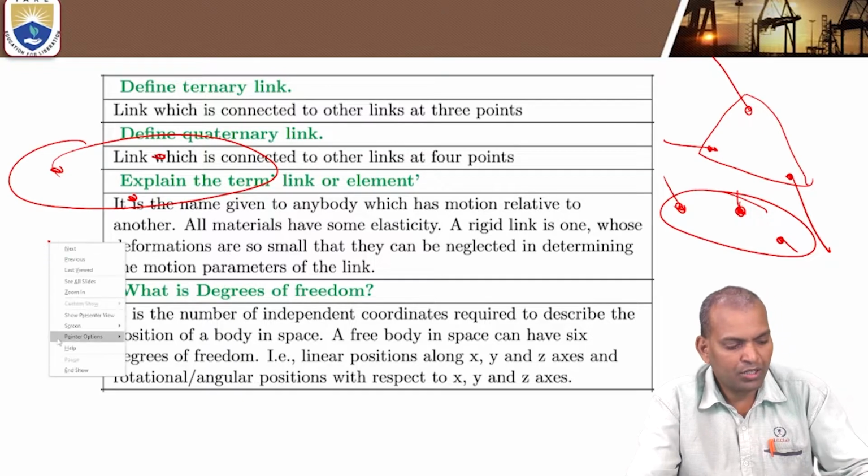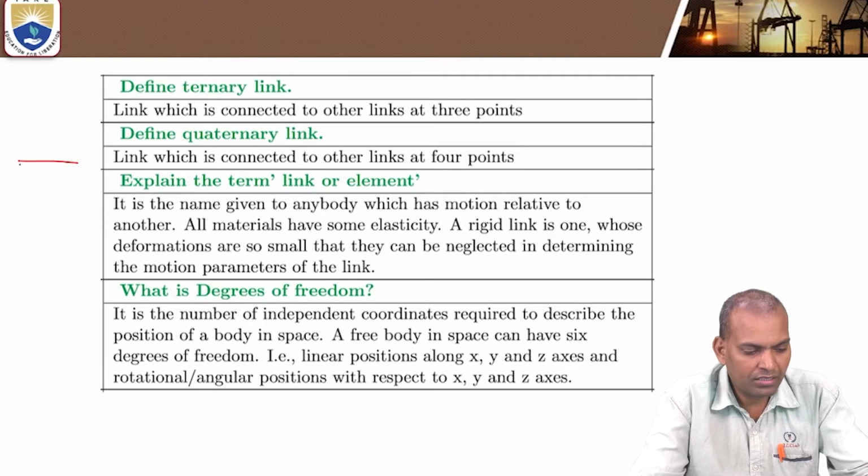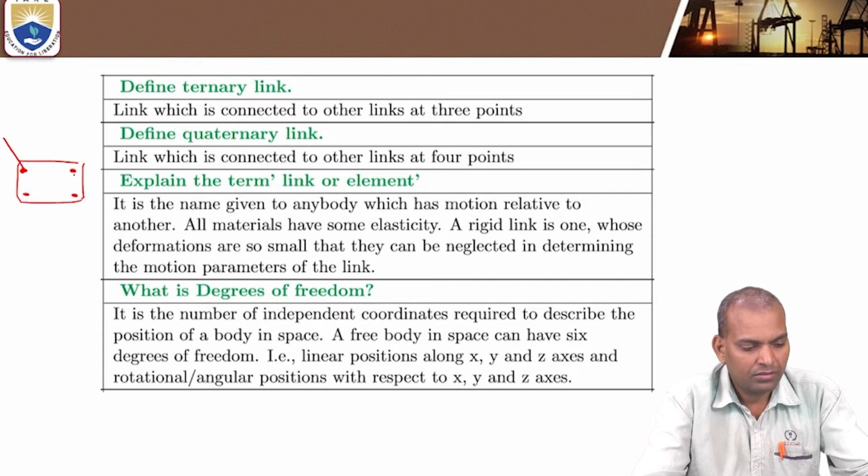And quaternary link means, if you consider a link having 4 joints to connect 4 other links, it is the quaternary link. It is a quaternary link.